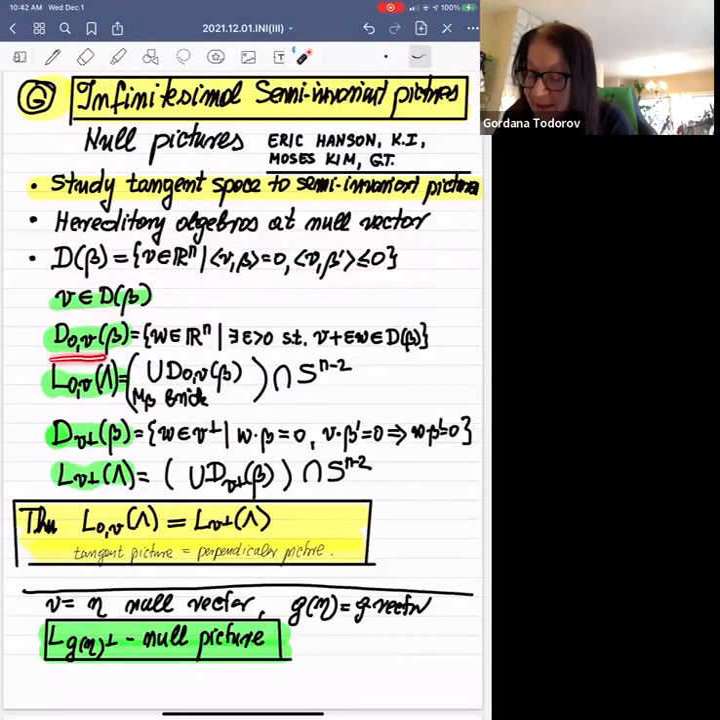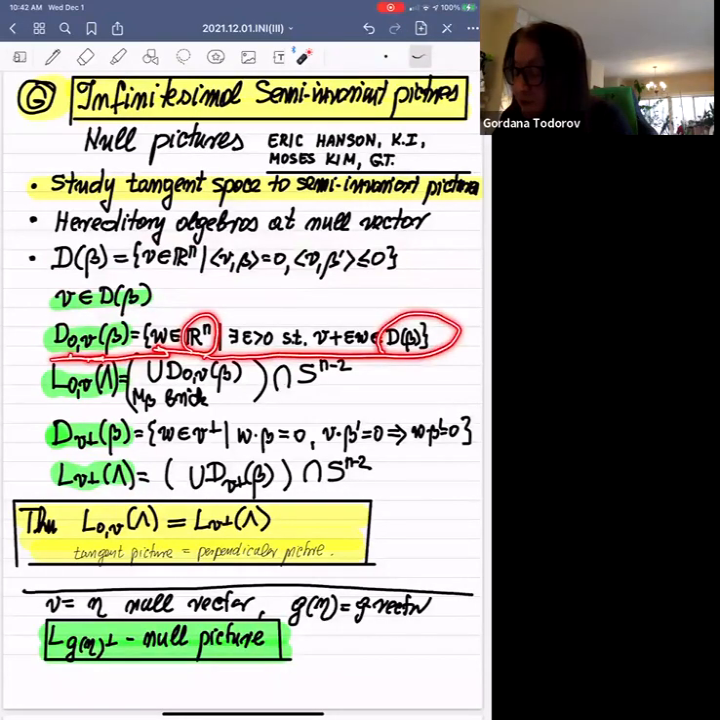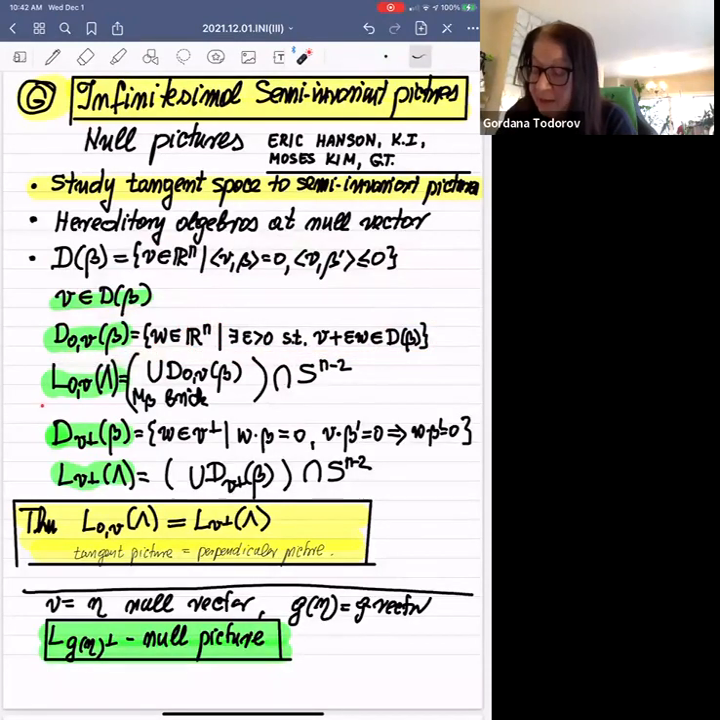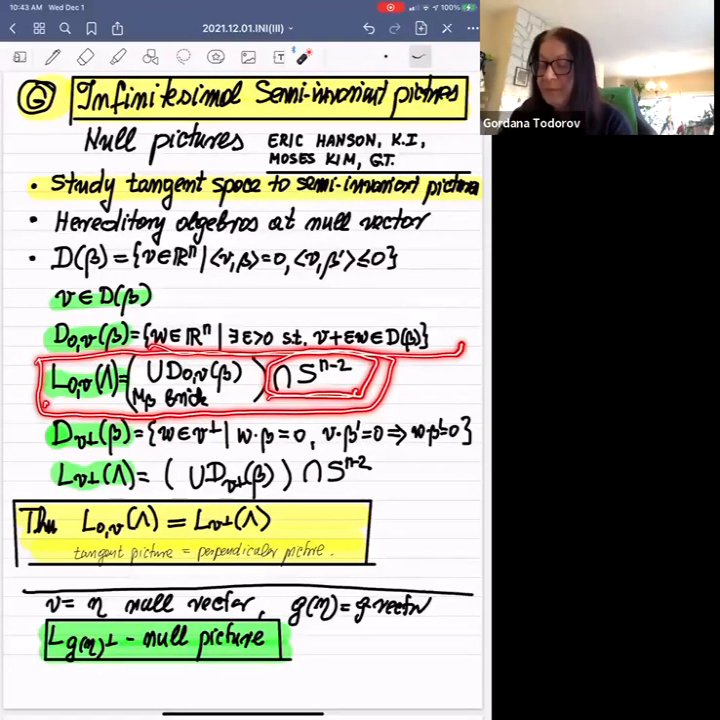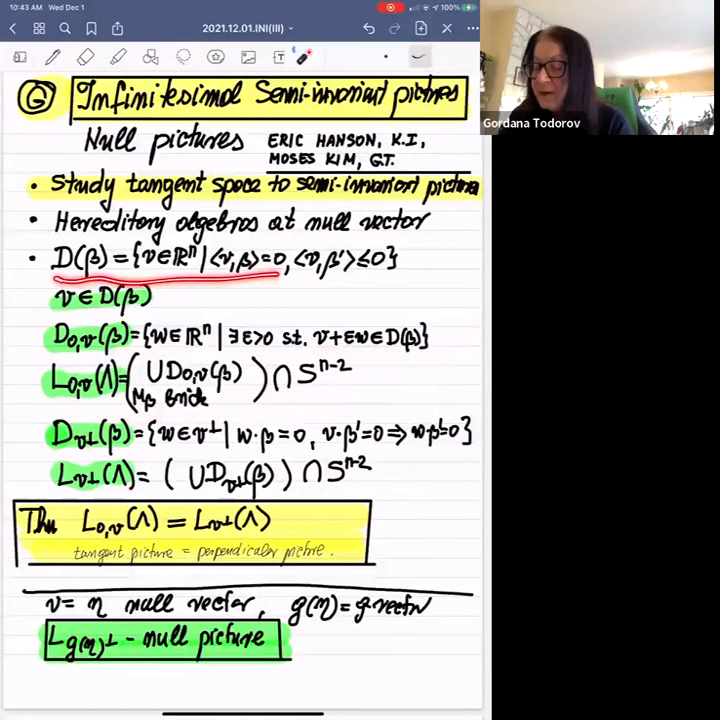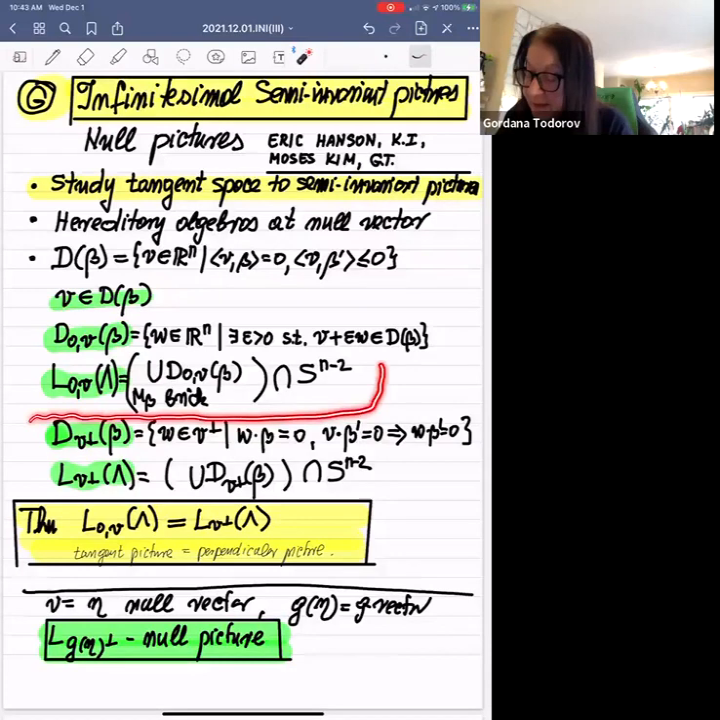So here's the definition: D0v at beta is the set of all w's in Rn such that there exists epsilon such that v plus epsilon w is in D beta. So it's a typical tangent definition. We take all of those, but notice this will be in the tangent space, so it will be in n-1, and then we want to intersect with the sphere S n-2 in order to get pictures. Notice it goes down 2 dimensions. We are starting with a quiver with n vertices. We have everything in Rn, then our original semi-invariant pictures were in S n-1, and now these infinitesimal pictures will be in S n-2. So we go down by 2 dimensions.